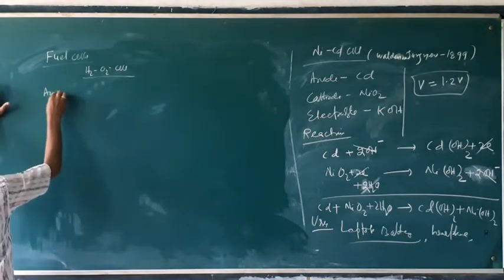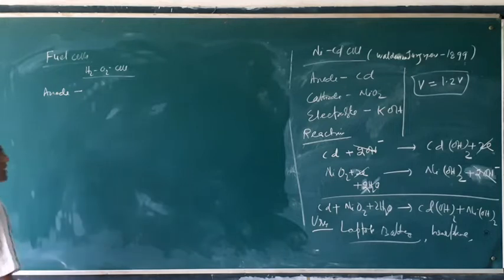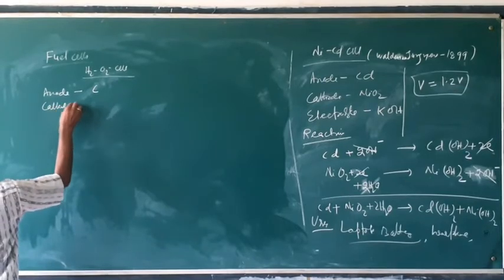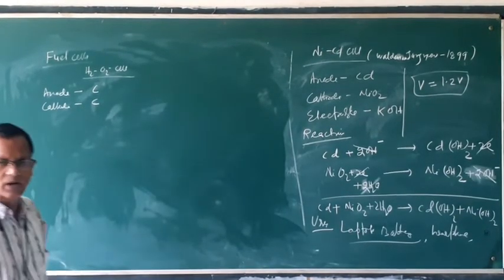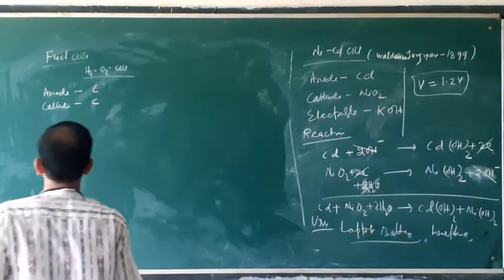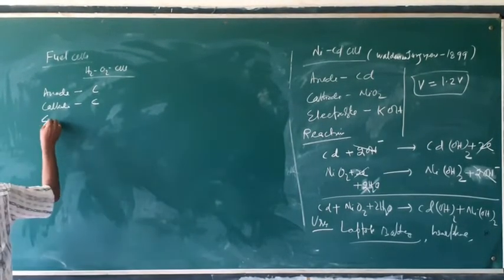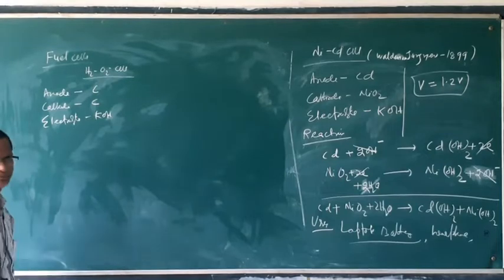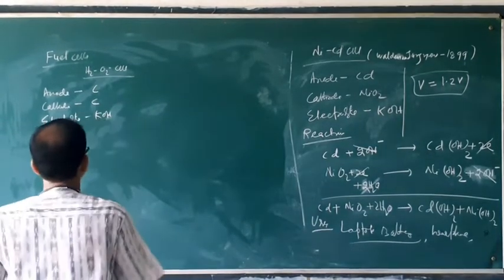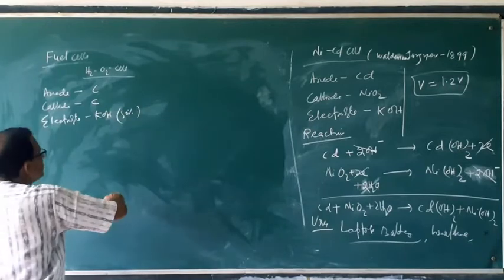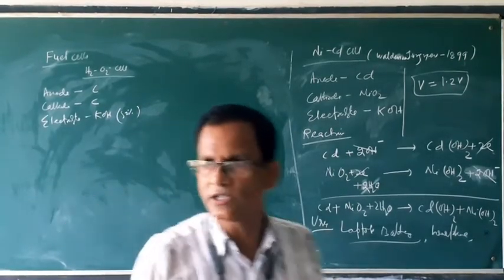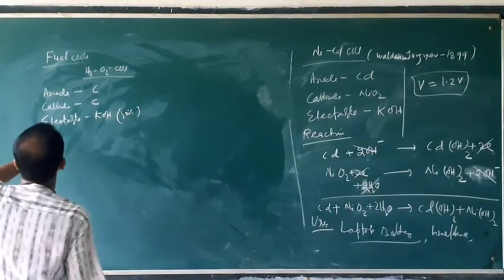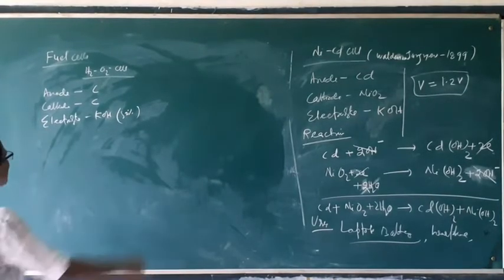Here the anode is carbon, that is graphite, and the cathode is graphite. Anode is carbon, cathode is carbon, and the electrolyte is KOH, 50% solution. Around 50%. It depends upon the concentration of KOH and on the temperature we are using. Anyway, then what is the reaction?